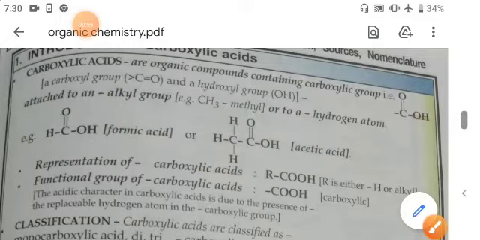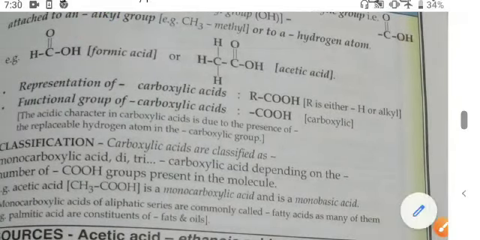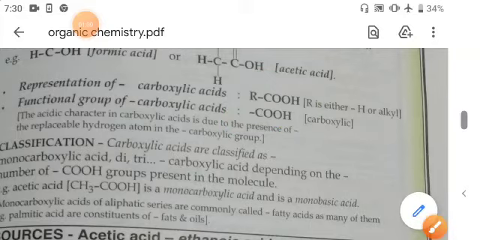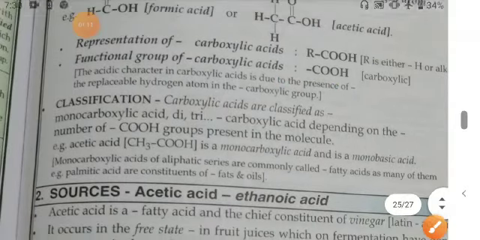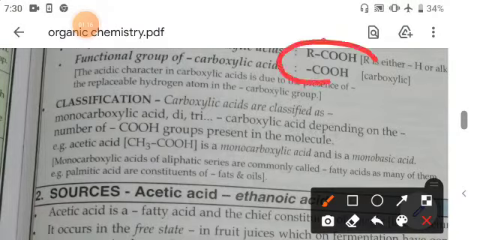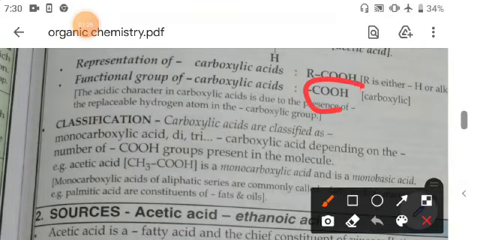Okay, now representation of carboxylic acids. That is represented by RCOOH, which means the COOH group is there. R is for alkyl groups, like methane, ethane, propane, butane, pentane, hexane, heptane, octane, that will be indicated with R. Now the functional group of carboxylic acid is COOH.